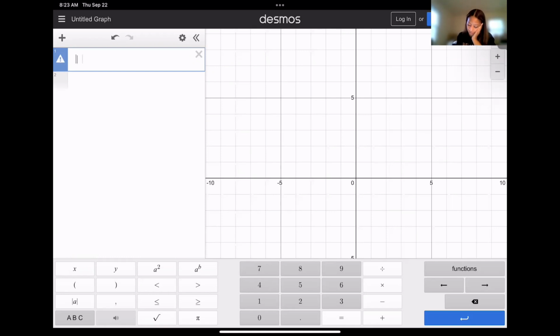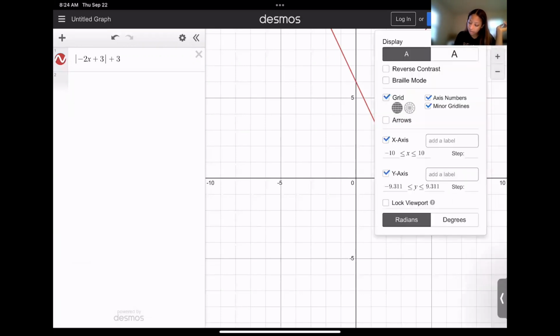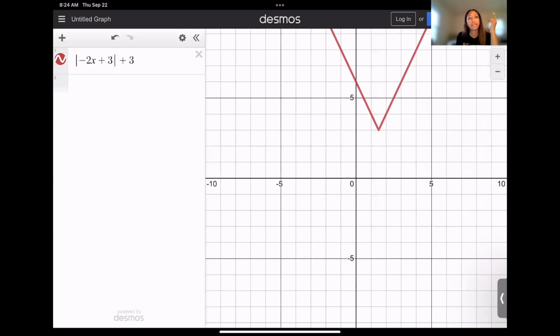All right, so the absolute value of negative 2x plus 3, and then I'm going to close those absolute value symbols, then plus another 3. See, we get this little V-shaped graph here. Let me make it a little bit bolder. There we go. This is what the graph of the left-hand side of the equation looks like.